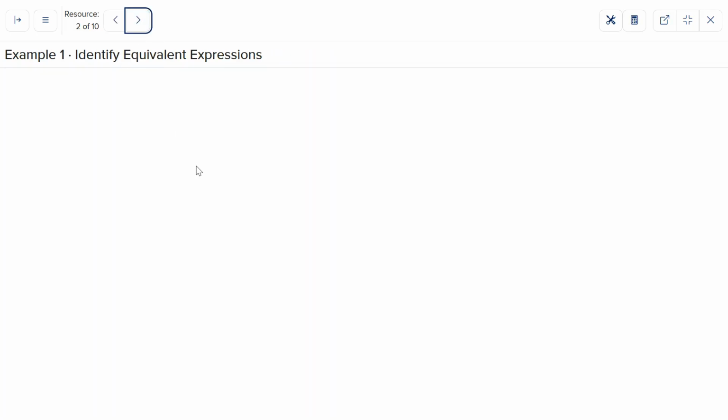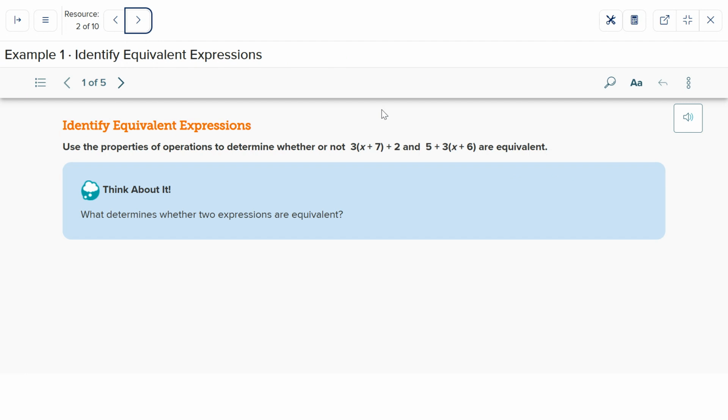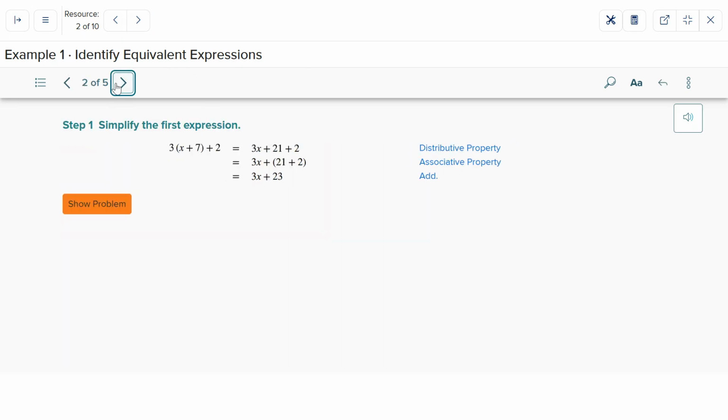All right, next, let's look at an example. We're going to identify equivalent expressions. So we're going to use the properties of operations to determine whether or not 3 times x plus 7 plus 2 and 5 plus 3 times x plus 6 are equivalent. In order to do that, they're going to have us simplify the first expression. They're telling you which property it is using. So they have changed this version of it to say 3x plus 21 plus 2.